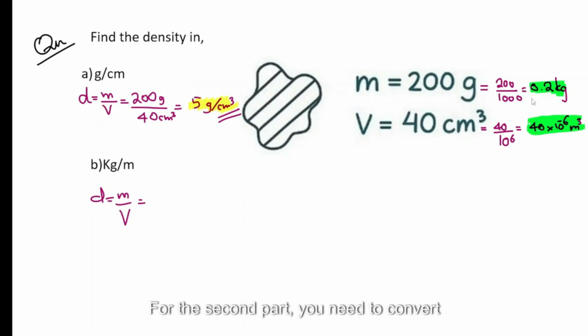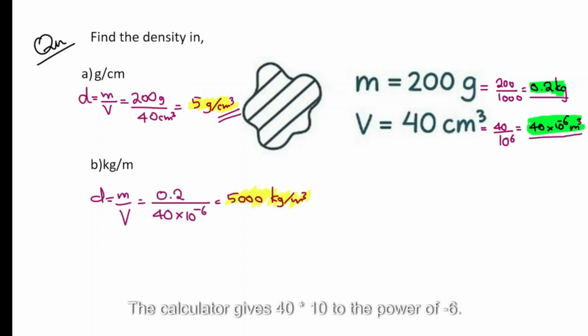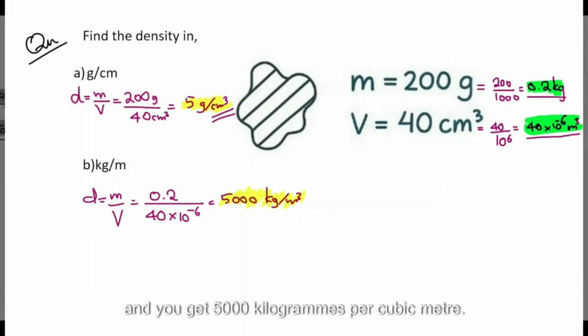For the second part, you need to convert the mass into kilograms. So 200 divided by 1000 is 0.2 kilograms. Volume is 40 divided by 10 to the power of 6. The calculator gives 40 times 10 to the power of negative 6. Substitute in the formula, and you get 5,000 kilograms per cubic meter.